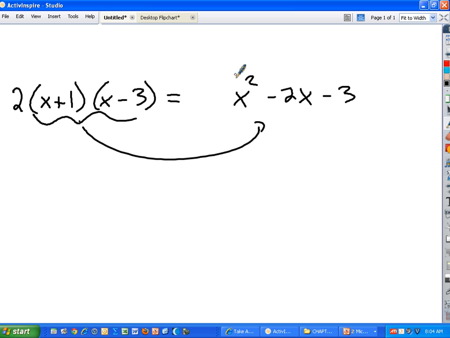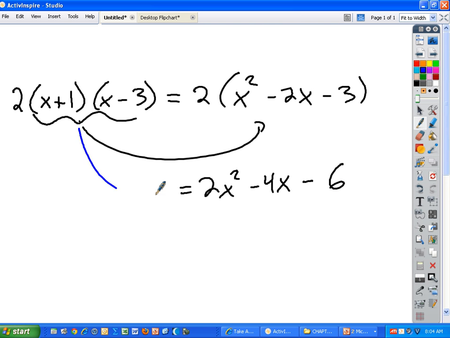Okay. And then I've got to distribute the 2. Just like that. Right? So what do I get? 2x squared minus 4x plus minus 6. Okay. That's simple. That process of going from here down to here is what we call expanding.